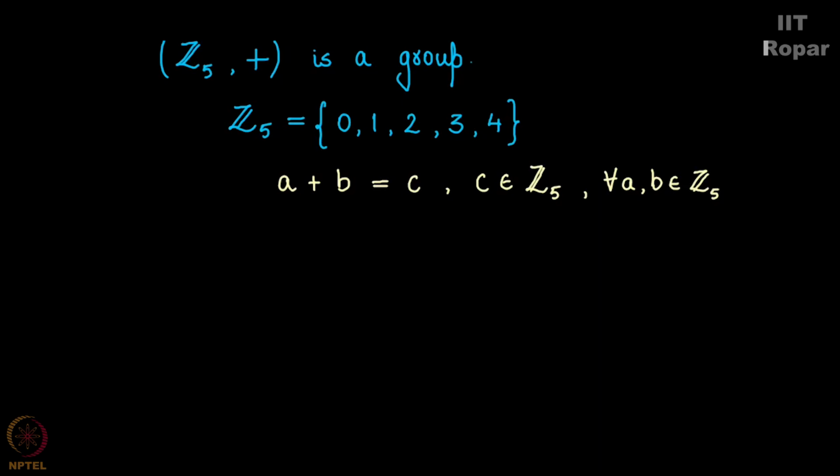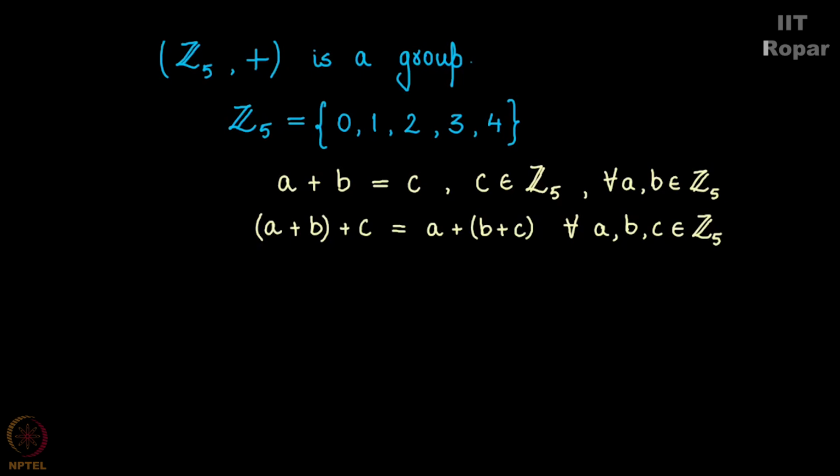Now, once this is clear, associativity must not be a big problem. I add a and b and add another number. You see that it will be equal to adding b and c and then adding a to it. You can clarify that by writing it down on a pen and paper. Now, this is true for every a, b, c belonging to Z5.